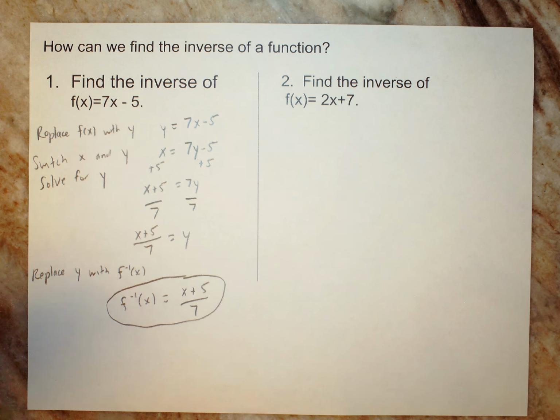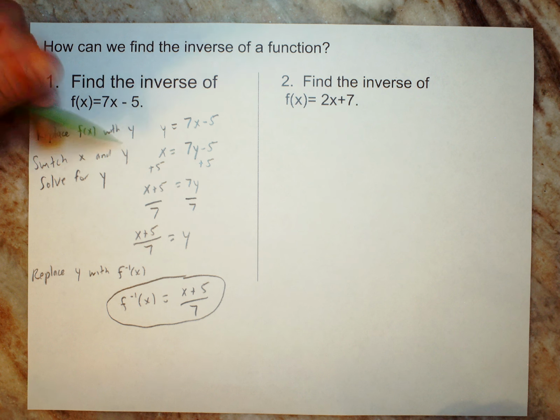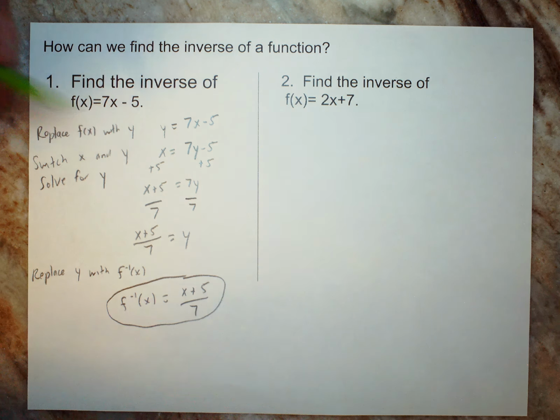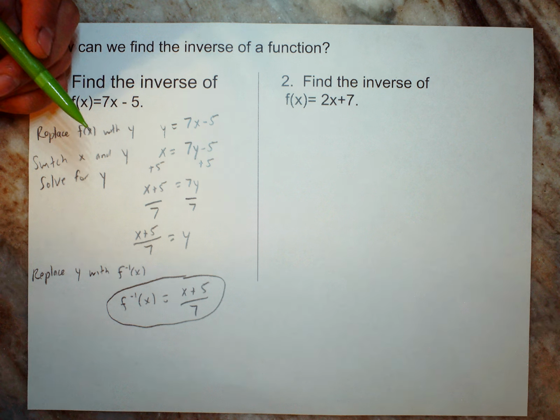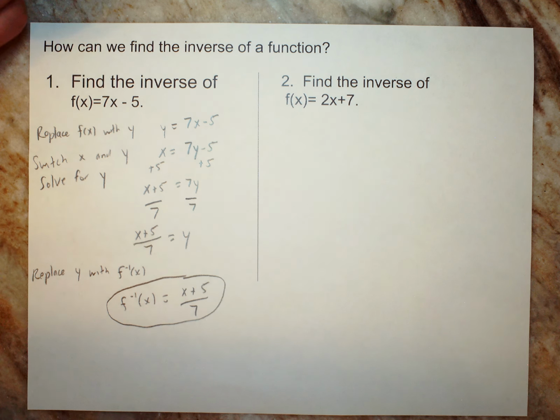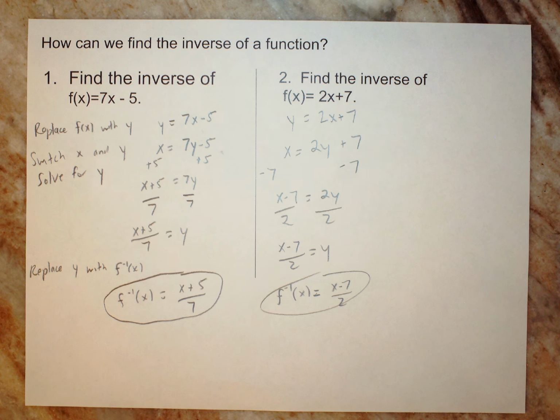So again, our steps, we replace f of x with y, we switch x and y, we solve for y, and then we replace y with f inverse. So now I want you to pause the video and try number 2 on the right here. And there you go. The inverse is x minus 7 over 2.